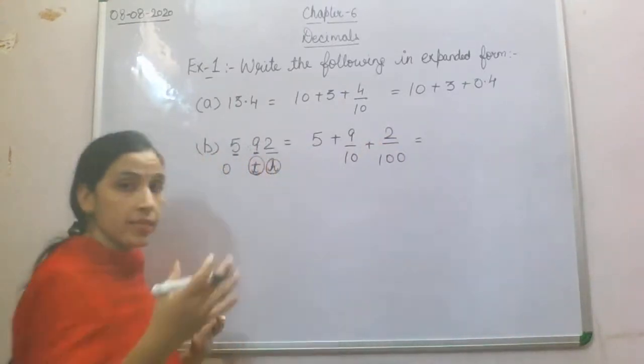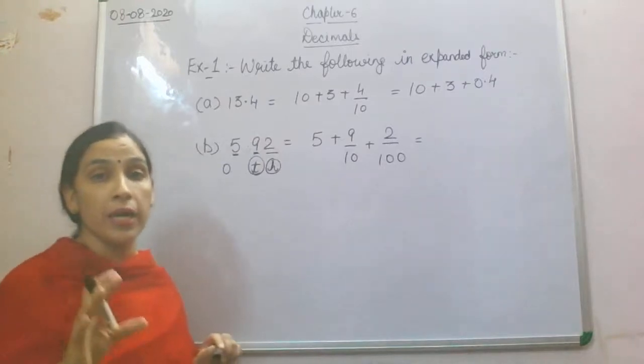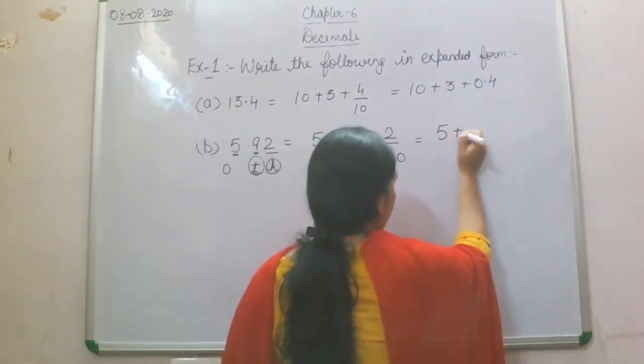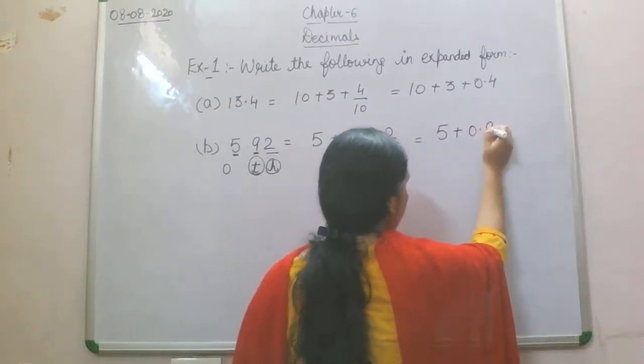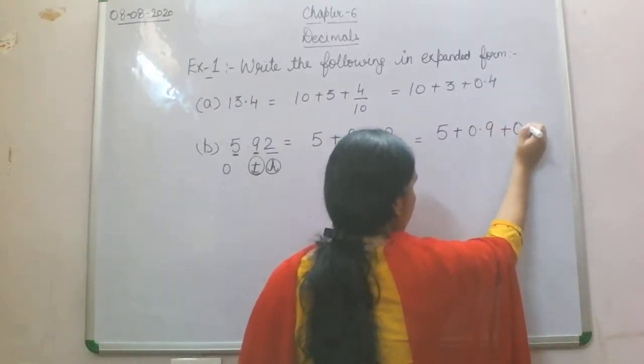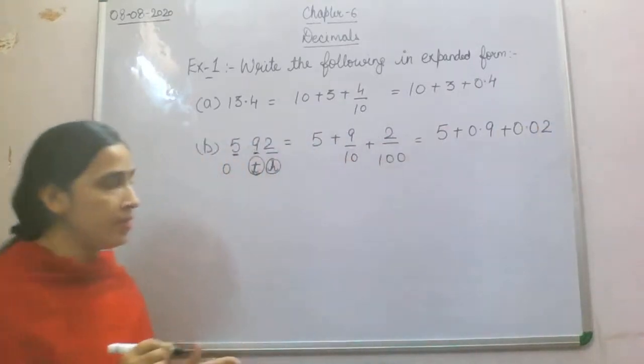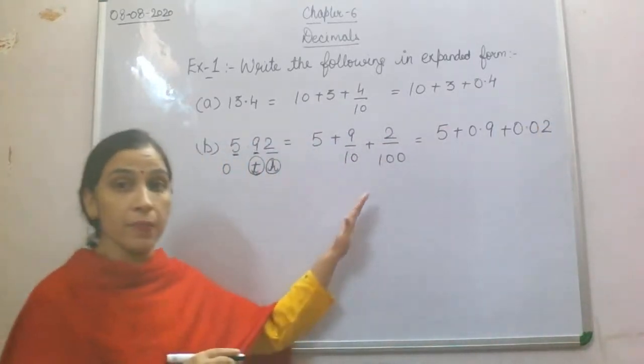Now what is the next step? The next step is we are going to write it in decimal form. 5 plus 0.9 plus 0.02. Fine. This we have done in the previous exercise.